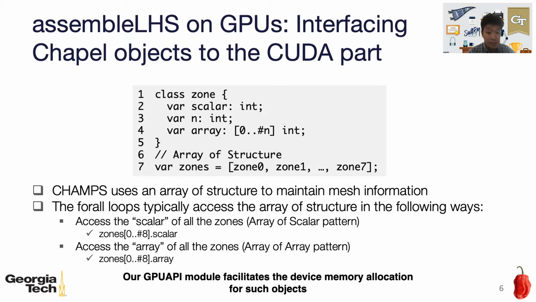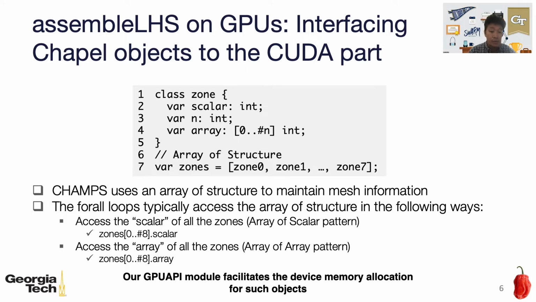And what you see here is a very simplified version of the CHAMPS mesh data structure, which has a definition of class zone, which is a part of the entire mesh, and it includes one scalar variable and one array with a length of n. CHAMPS uses an array of this kind of structure, and each forall loop typically uses data across multiple zones.